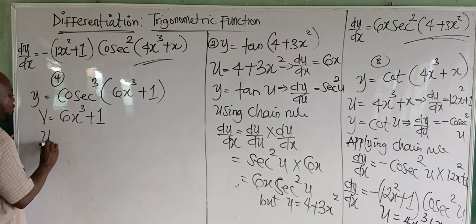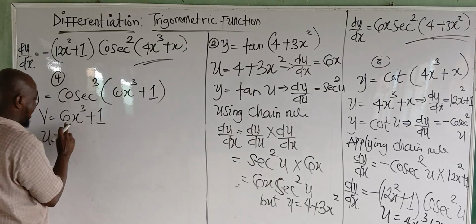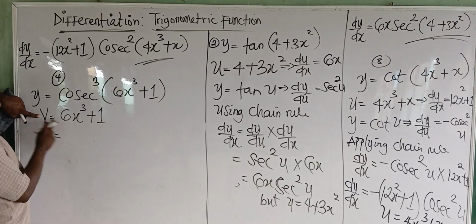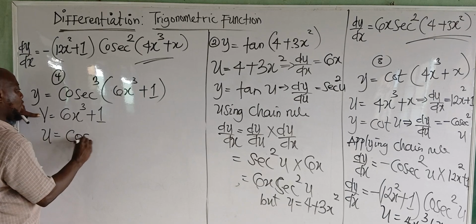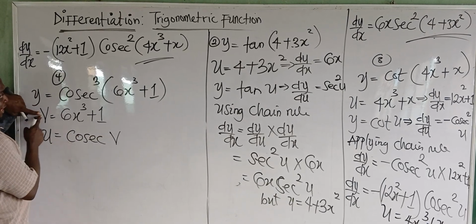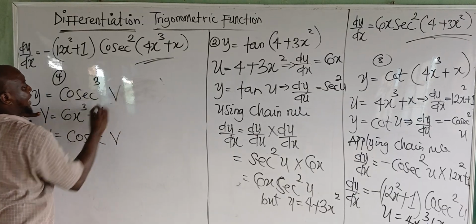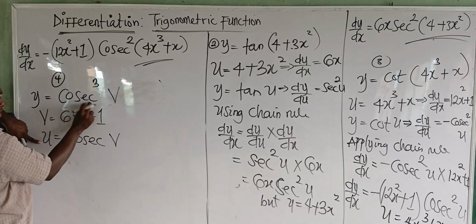Second, I will now say let u be all of this. If I remove all these now, it's v, because we said let v be all of this. So my u therefore becomes cosec v. Do you understand what I'm saying? This one is v, like this. So if I want to get my u now, we'll say cosec v.